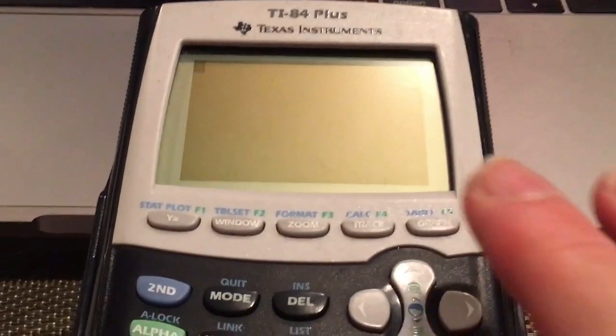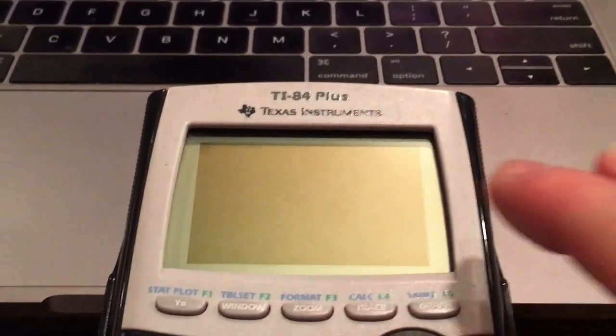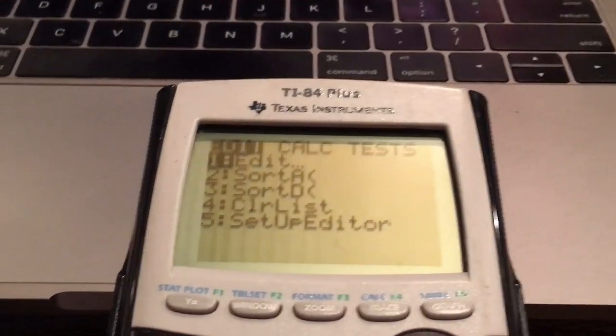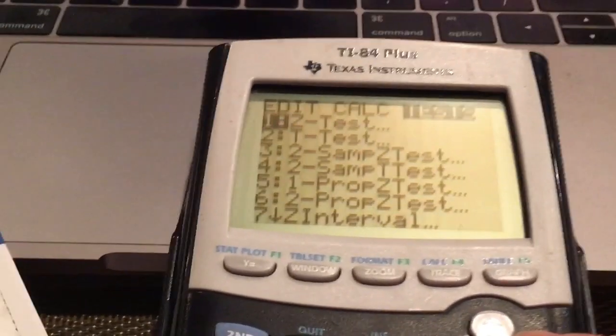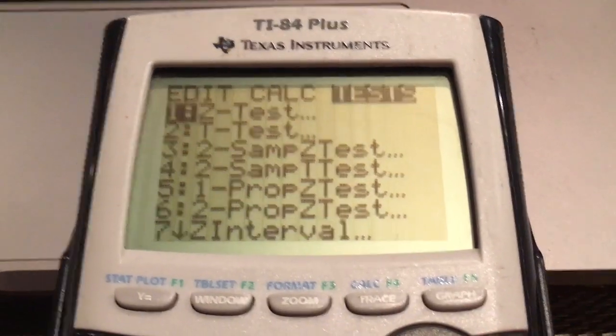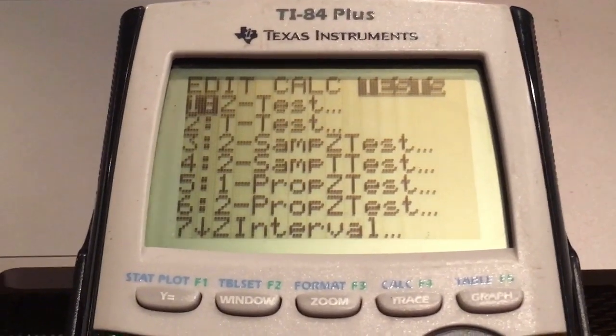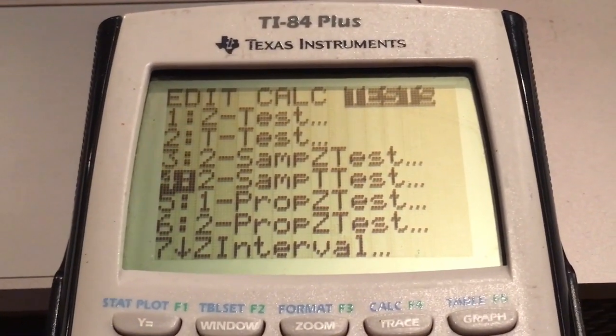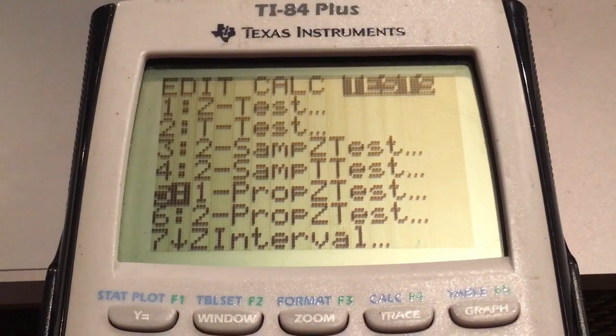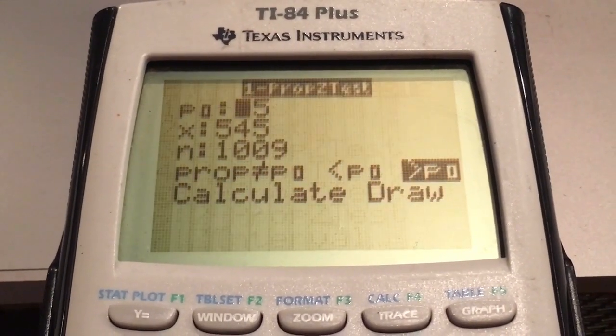Okay, so let's go down to my calculator here, and we're going to do stat, and we're going to hit the test. We're going to go to test. We did not hit anything else. Stat, test. And now we're going to go down to prop Z test, and we're going to hit enter.